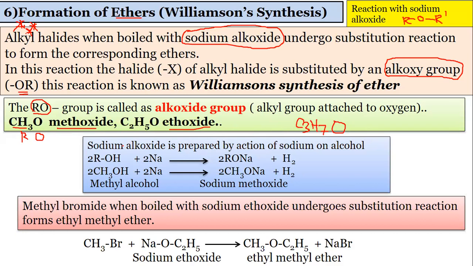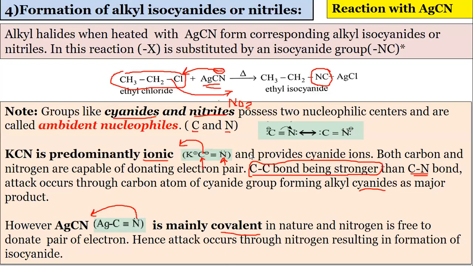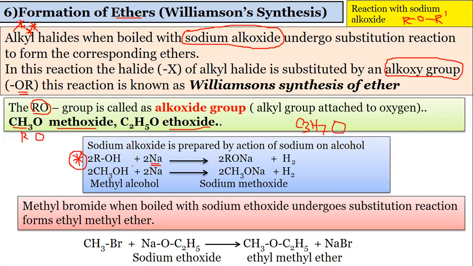So how is it prepared? When sodium metal is treated with alcohol. This is also asked in the board examination, remember. What is the reaction of alcohol with sodium metal? I think in 2017 or 2018 this question was asked. What is the reaction of sodium metal with alcohol? We have to take two molecules of alcohol. This is the general reaction shown: 2ROH plus 2Na.